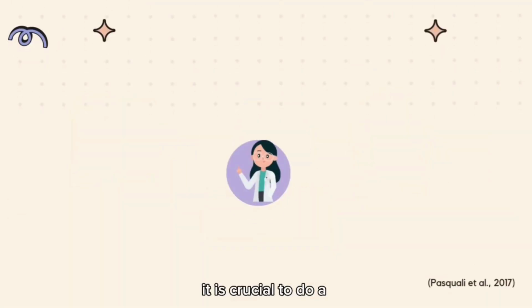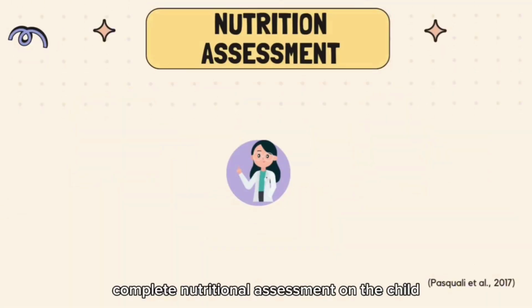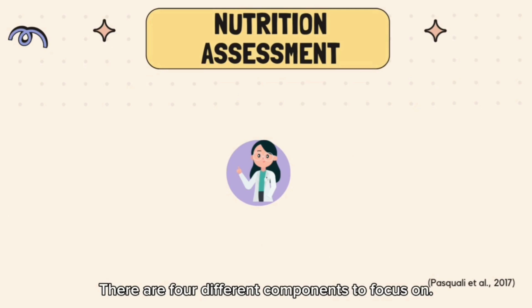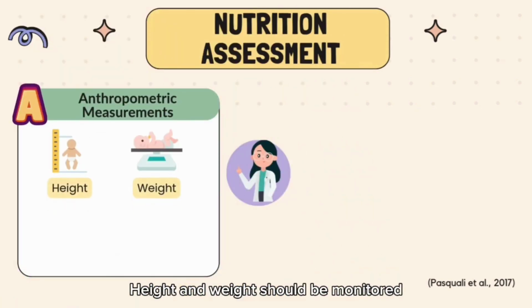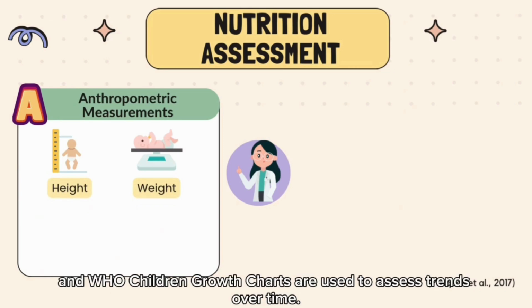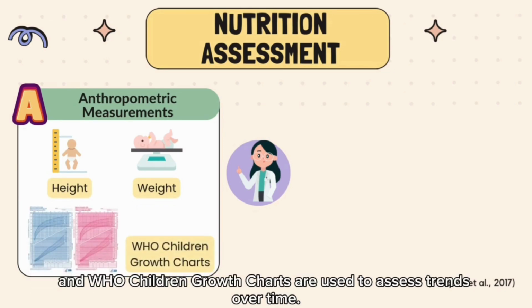For us dietitians, it is crucial to do a complete nutritional assessment on the child once they have been diagnosed. There are 4 different components to focus on. A is for anthropometric measurements. Height and weight should be monitored to ensure their growth is within normal range, and WHO children growth charts are used to assess trends over time.